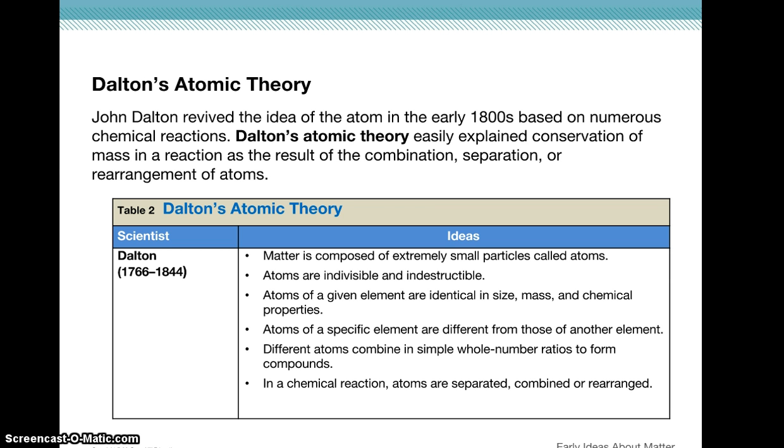Different atoms combine in simple whole number ratios to form compounds. And we see that. If you think about water, there are 2 hydrogens and 1 oxygen. That's a simple whole number ratio of hydrogen atoms and oxygen combining to make water. And he said, in a chemical reaction, atoms are separated, combined, or rearranged, which really helps us explain the law of conservation of mass. So when we have these chemical reactions, we're not actually creating anything or destroying anything. We're just rearranging how the atoms are bonded with each other.